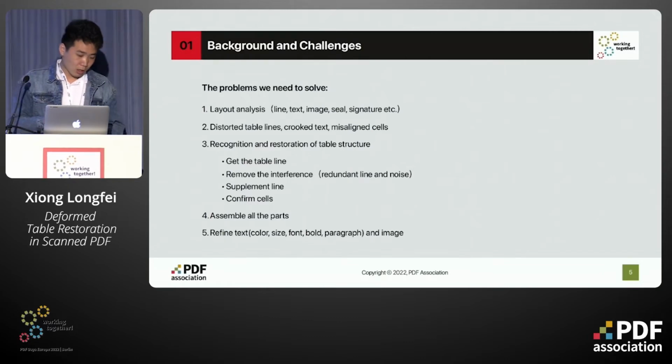When we get all the elements we need, how to assemble all the stuff together is also a big problem. And in order to make the table look better, we also need to figure out the font color, font size, font type, and the paragraph information of the text.